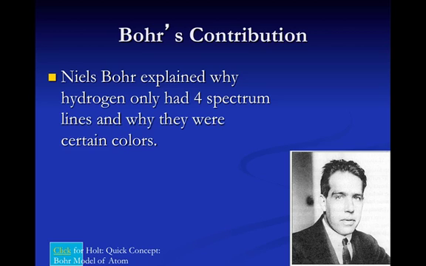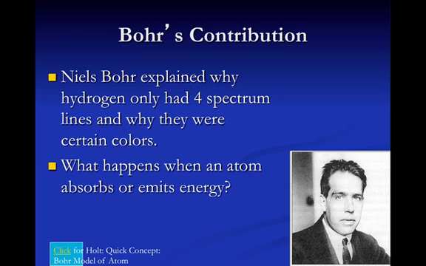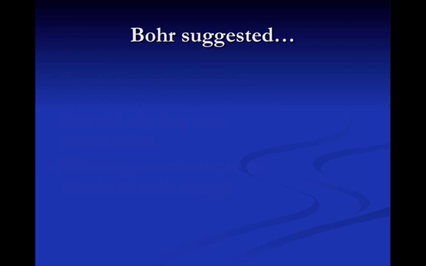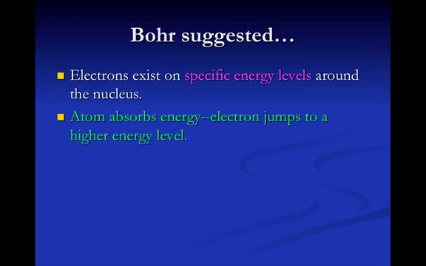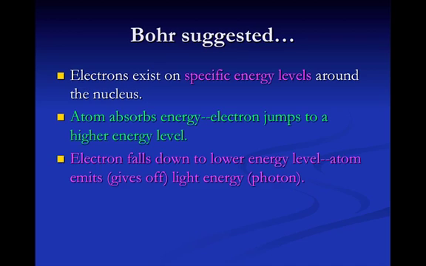The next scientist to help was Niels Bohr, and he's the one the model is named for. He was able to explain why hydrogen had only 4 spectrum lines and why they were certain colors. His explanation had to do with when atoms absorb or emit energy. Bohr suggested that electrons exist on specific energy levels around the nucleus. And when an atom absorbs energy, the electron jumps to a higher energy level.